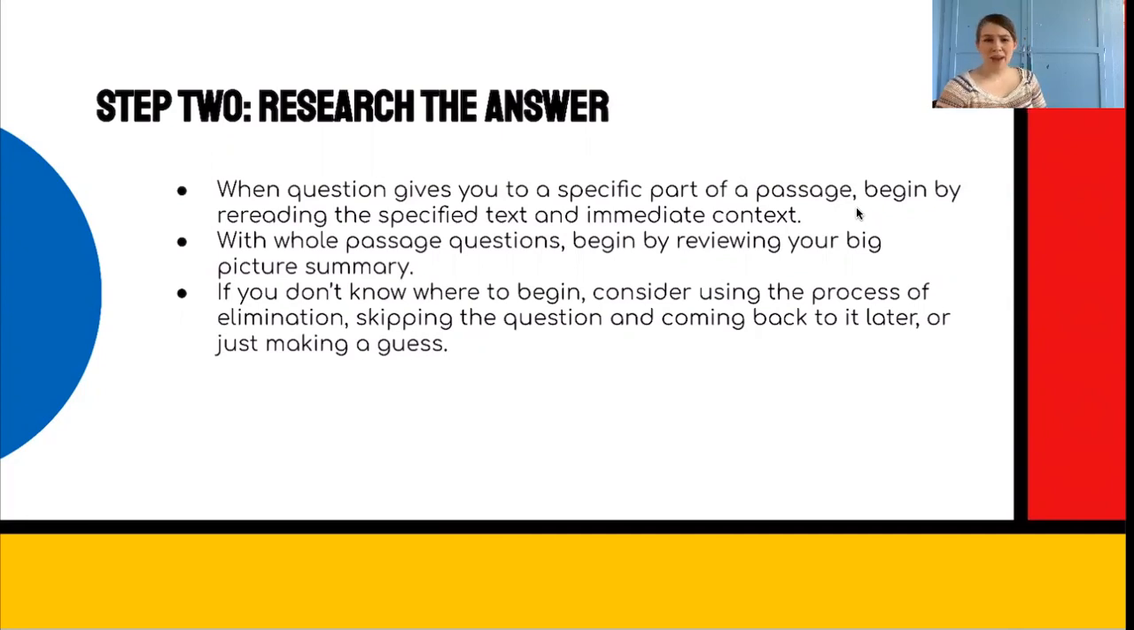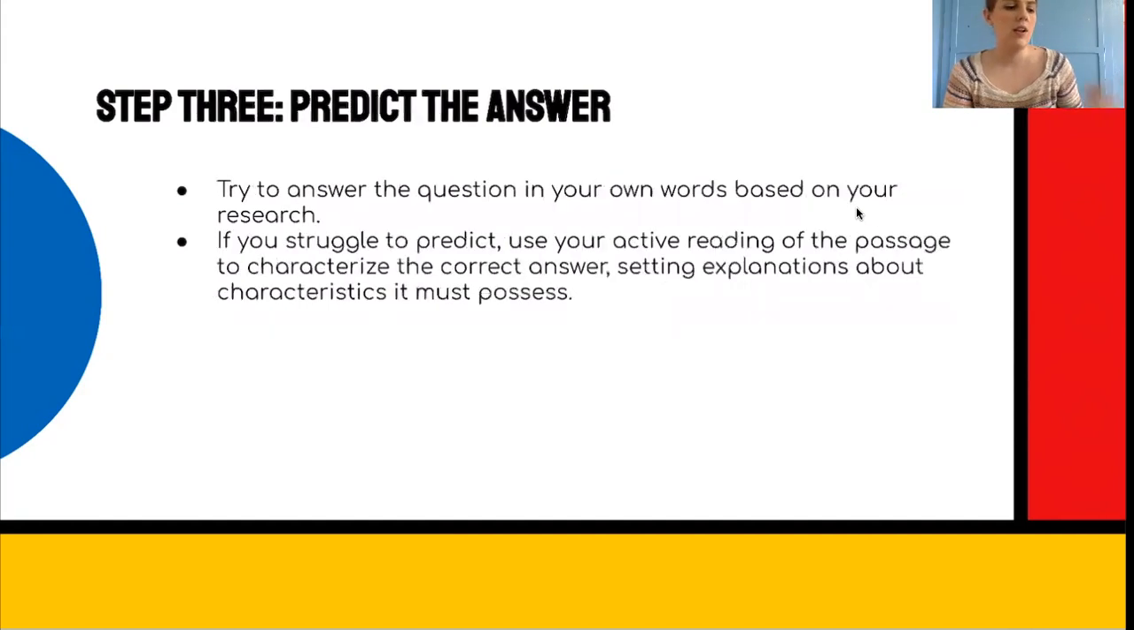Skip the question, come back to it later, or just make a guess. Don't spend too much time on a question that is confusing, but only do that after you do the research process. So you want to research the question before you even look at the answer choices. So don't look at them. Try to answer the question itself without reading through the choices.